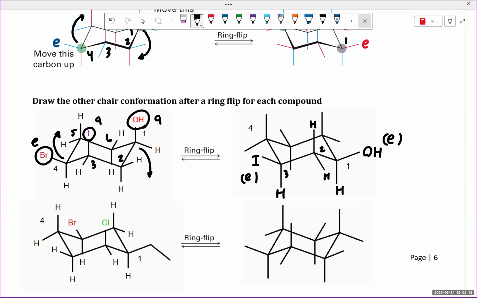Bromine in the equatorial position moves to the axial position. Notice the bromine was pointing up in the equatorial position. It's still pointing up in the axial position. We're then going to fill in the remaining hydrogens. And with that, we've completed our chair flip depiction.